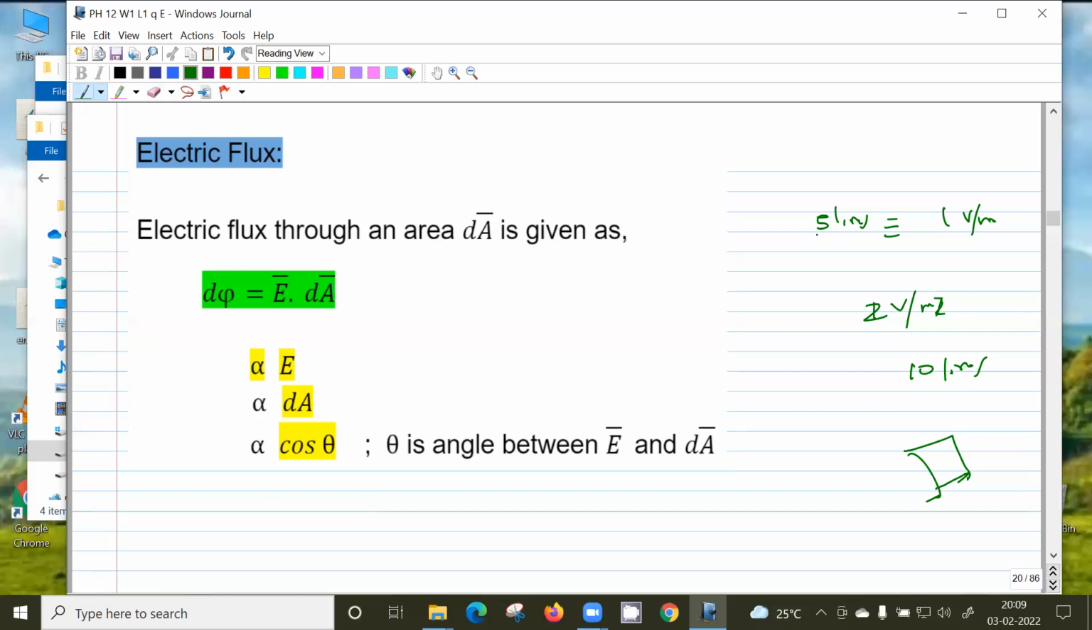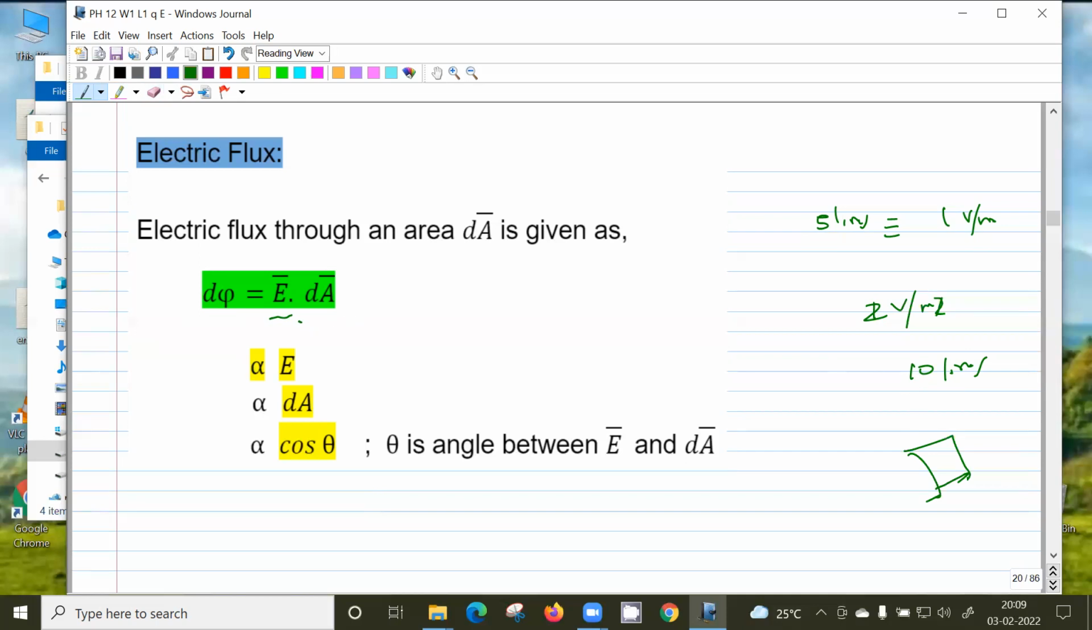This is just a scale. Suppose I take 2 lines for 1 volt per meter, then for 2 volt per meter it will be 4 lines. So if the electric field magnitude is more, then the number of lines will be more. Is that clear? Yes, sir. So the flux, which is the number of lines cutting that area, will be more.